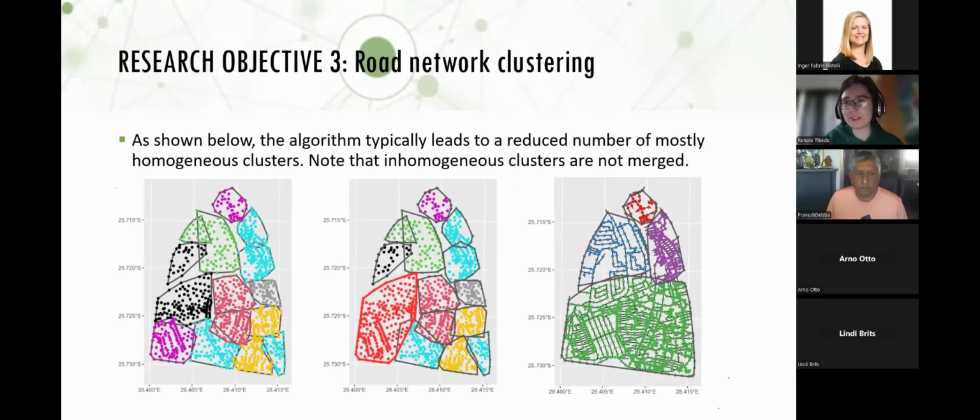Right, that was it for research objective 3. So essentially it turned out that this homogeneity clustering method, although it is quite sensitive to an initial clustering, given an okay initial clustering, will result in clustered areas that do correspond roughly to different neighborhoods, which is exactly what we want. And of course, it's unsupervised. So that's great.